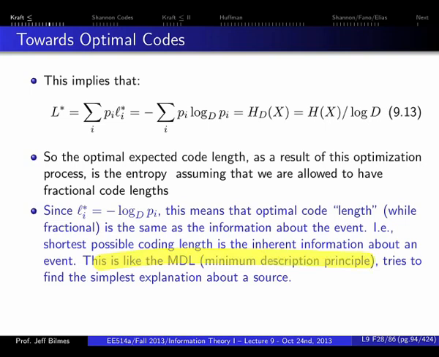This is the MDL principle, the minimum description length principle. It tries to find the simplest explanation. This is also an instance of Occam's razor: find as simple an explanation of a phenomenon as possible. That's Einstein's quote at the beginning of the book, where he says to make an explanation as simple as possible, but no simpler. You want it as simple as possible, but any simpler and you lose information.